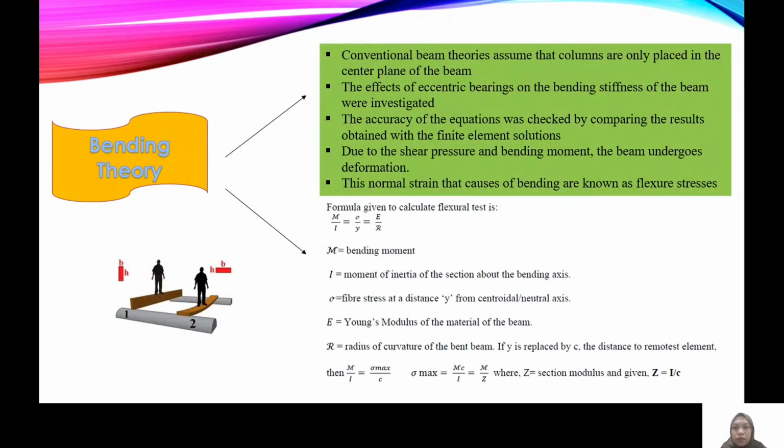The effects of eccentric bearing on the bending stiffness of the beam were investigated. Due to the shear pressure and bending moment, the beam undergoes deformation. This normal strain caused by bending is known as flexure stress. Below is the formula given to calculate the flexure test.